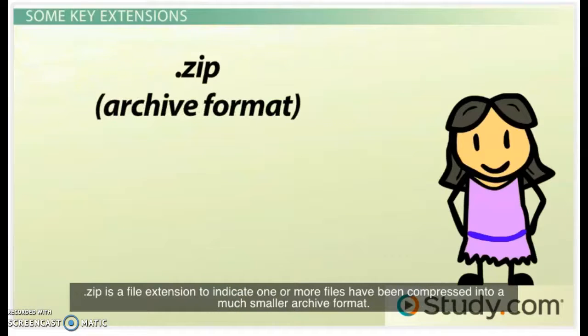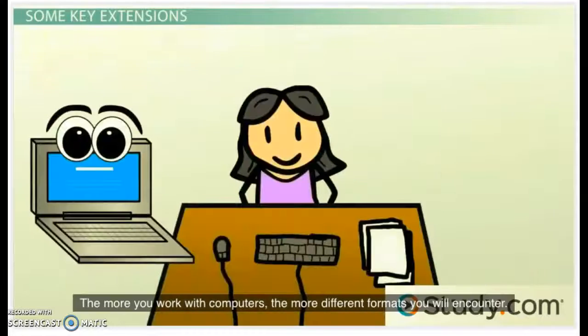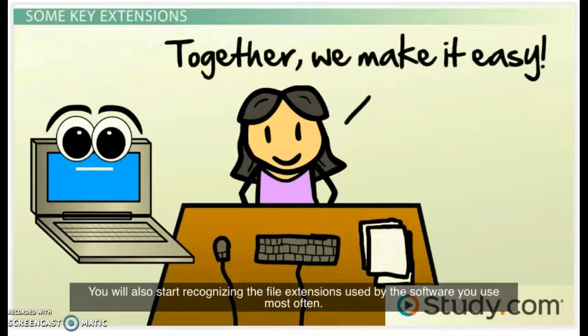.zip is a file extension to indicate one or more files have been compressed into a much smaller archive format. Operating systems have built-in utilities to create and extract these types of files. The more you work with computers, the more different formats you will encounter. You will also start recognizing the file extensions used by the software you use most often.